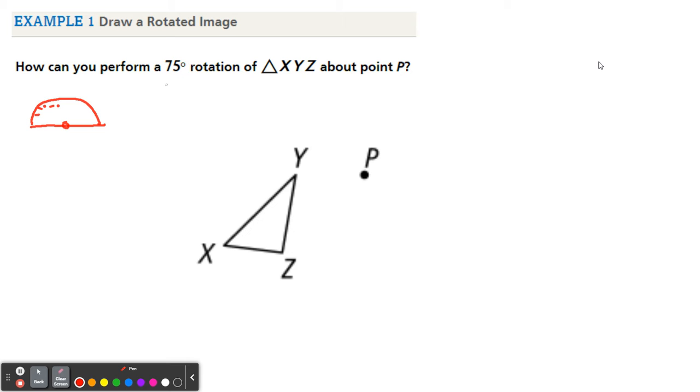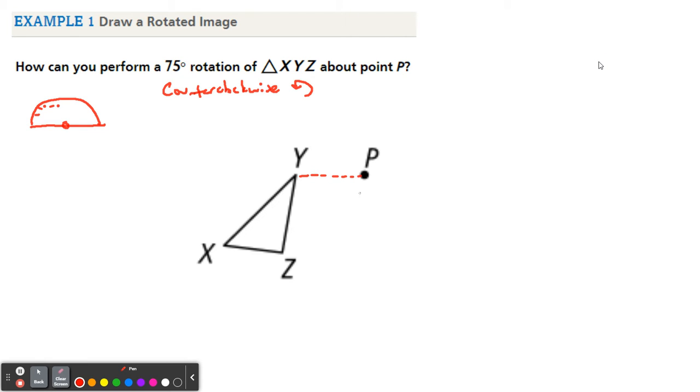Now, when it says 75 degrees, notice it doesn't give a direction. We're going to go counterclockwise. Unless they tell you otherwise, you are to assume you go counterclockwise. Counterclockwise is this way; it's against the clock. So when we rotate this, I guess we'll start with Y because it's closest. I'm going to connect Y to P.